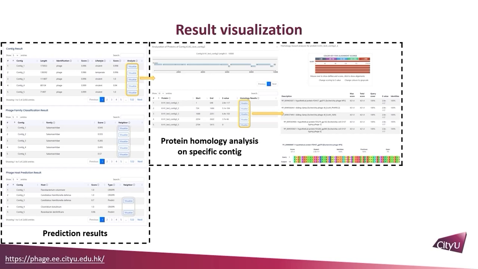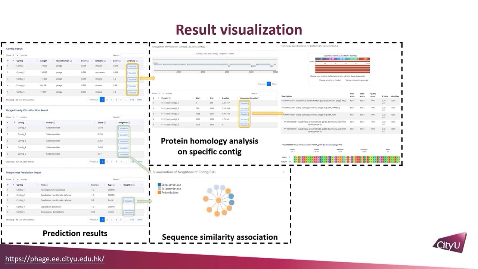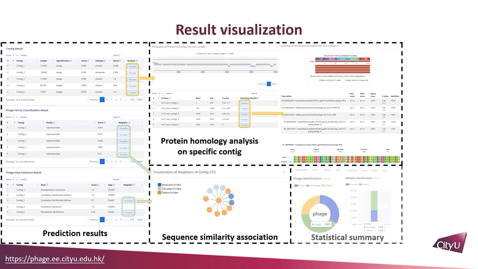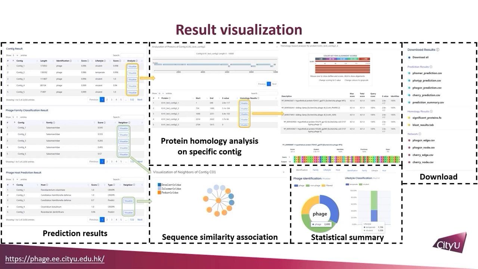By clicking on the visualize button in the green block, the similarity associations between input contigs and reference contigs are displayed in the graph. Also, pie charts and stacked bar charts are employed to visualize the prediction. Finally, all the predictions and intermediate files are provided for users to download and to conduct further analysis.